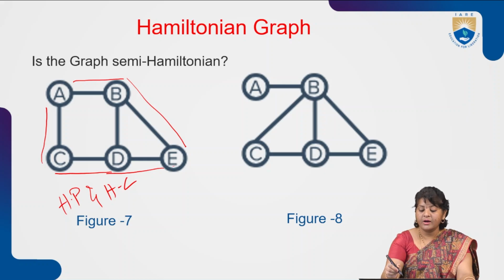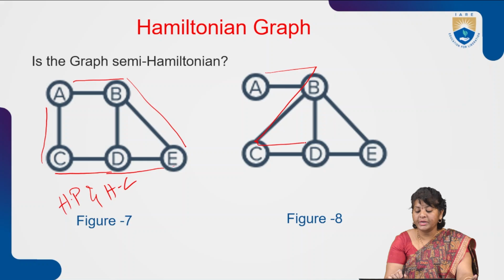And next figure. Now here I'm going to start at vertex A to B, B to C, C to D, D to E. So all vertices are visited once. So the graph is semi-Hamiltonian. And if I want to find the Hamiltonian cycle, then vertex B needs to be visited twice. So here there is no Hamiltonian cycle, but a Hamiltonian path exists.